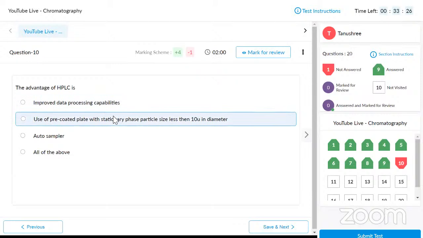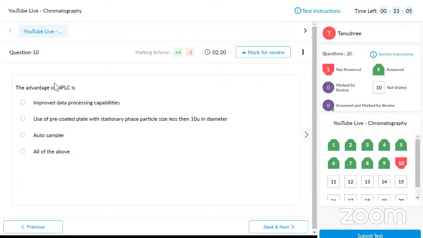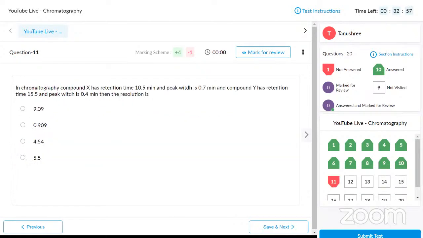chromatography. And use of pre-coated plates, as I said, the smaller the particle size of the stationary phase, the greater will be your separation and the better will be your resolution, because everything, that is the number of theoretical plates and everything, are considered, and it will give you better separation. So the answer is all of the above. All of these three options are advantages of HPLC. So my answer is option D. Let us move on to the next.